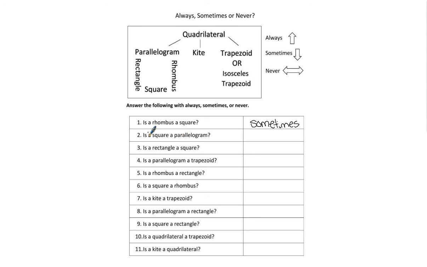Okay, our next one for number 2. Is a square a parallelogram? Well, we're looking at square. And we're going up to parallelogram, which means an up arrow. So that means always. Our square is always a parallelogram. It'll always have the properties of a parallelogram. Is a rectangle a square? A rectangle, and we're going down, and down means sometimes, so sometimes a rectangle can be a square.